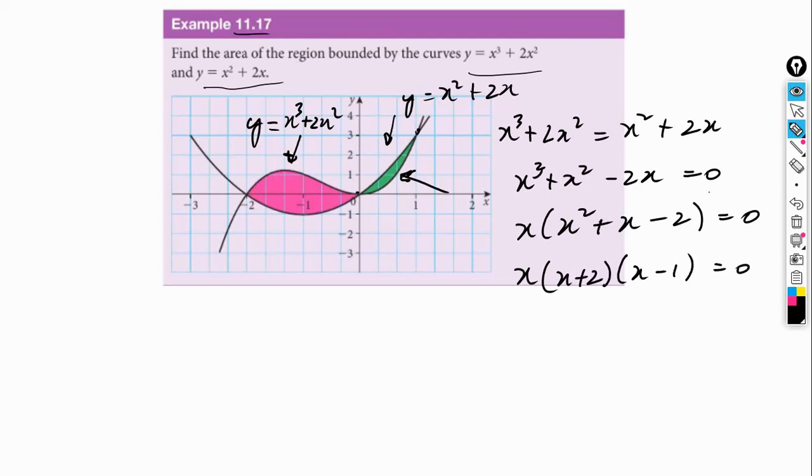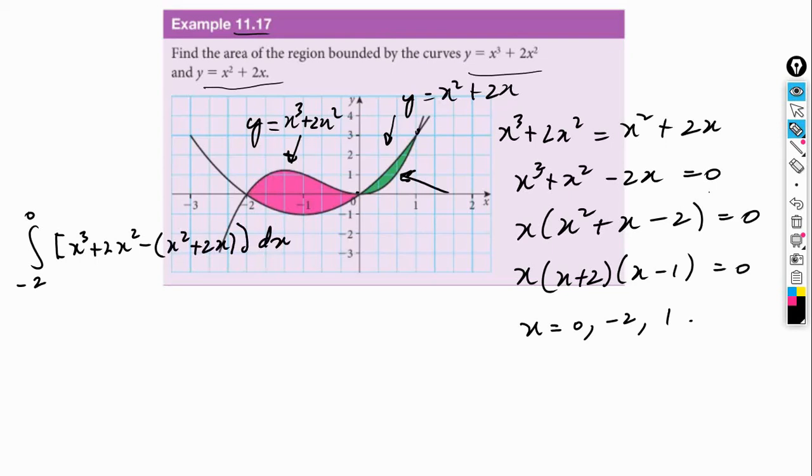So we confirm that the graphs intersect at x equals 0, x equals -2, and x equals 1, as we can see here. That means that we will have to do, again, the two integrations separately. So first we would say, okay, let's integrate from -2 to 0, top curve minus bottom curve. So top curve, x cubed plus 2x squared, minus the bottom curve, x squared plus 2x.